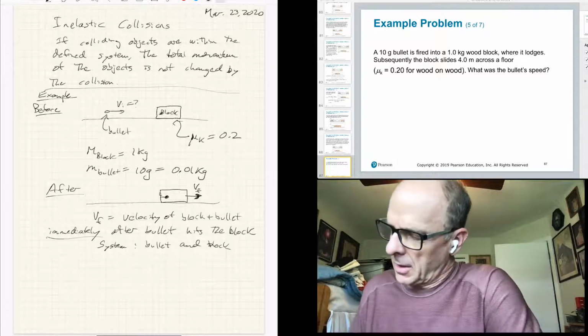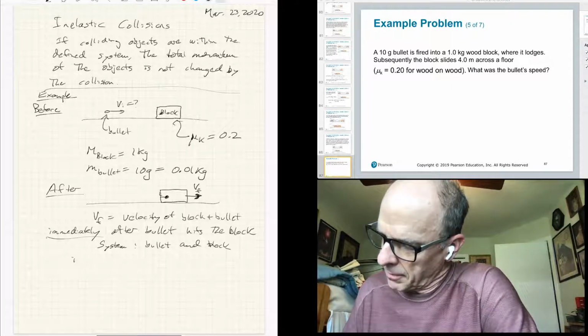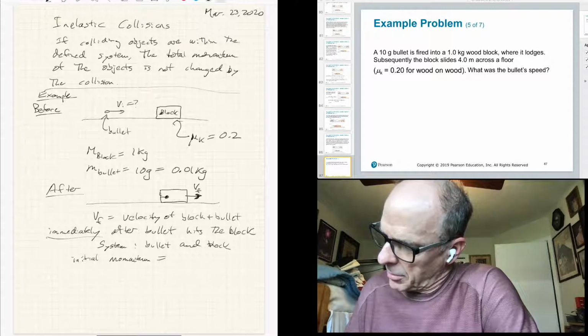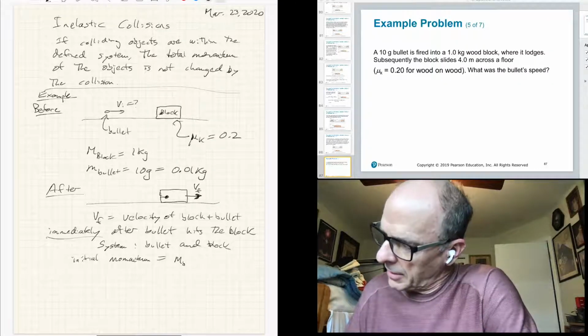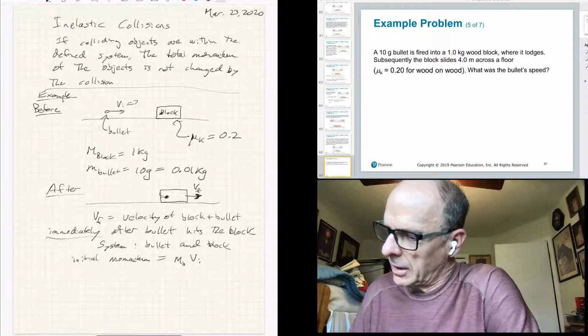So our initial momentum is just the mass of the bullet. I'm using a little m and a little b for that, times the initial velocity of the bullet, and I don't know what that initial velocity is.